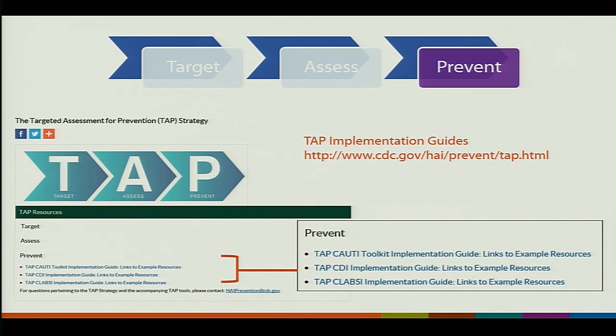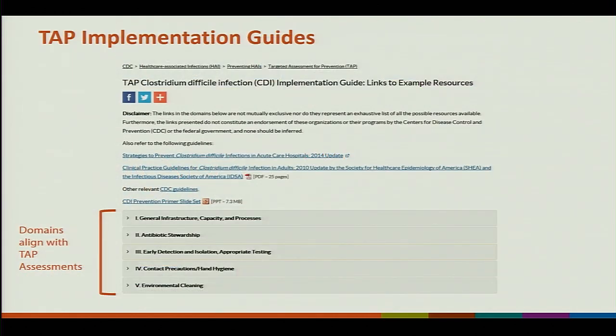So one way to do that is to use our TAP implementation guides. These are also available on our website under the Prevent tab. They're available for CAUTI, CLABSI, and CDI. And what they are is guides that mimic the assessments and the feedback report. So these domains that are listed for each of the HAIs, they are the same domains on the assessment tool and the same domains on the feedback report. So say you identify a gap in one domain, you can go to the corresponding domain here.